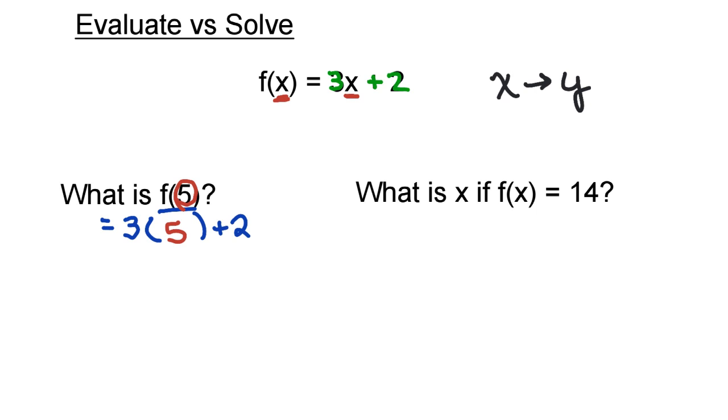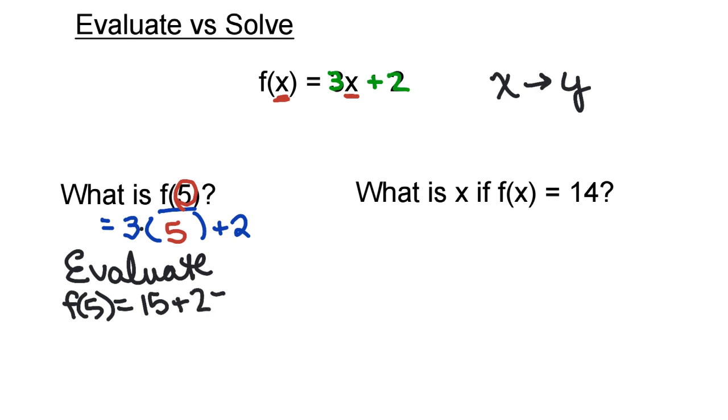So this type of problem is called evaluate. Because we're just plugging something in. We're just using substitution. So what is 3 times 5 plus 2? Three times 5 is 15 plus 2, so I get 17. So with this specific function, if I plug in 5, if I have the input of 5, I get the output of 17.